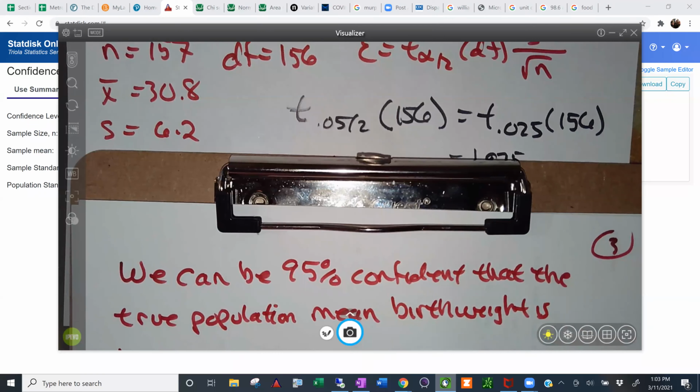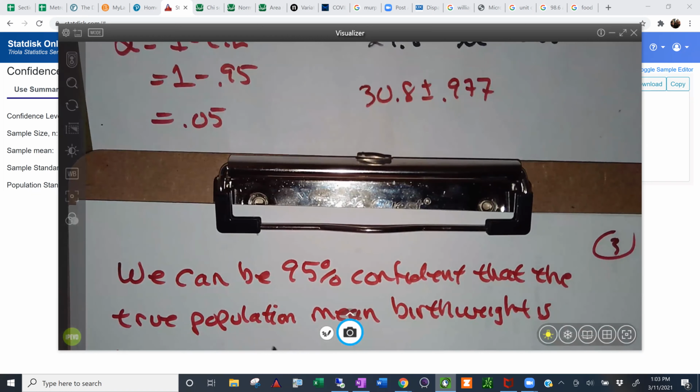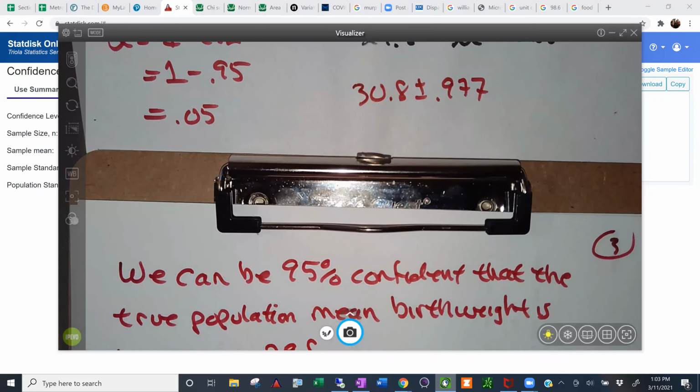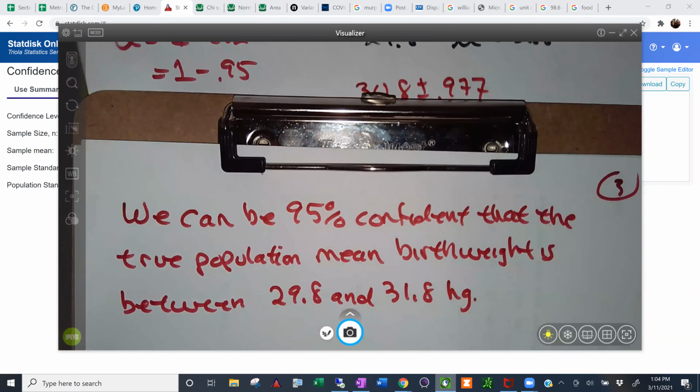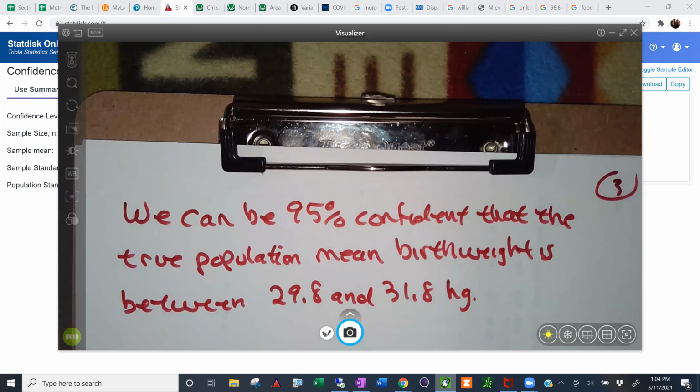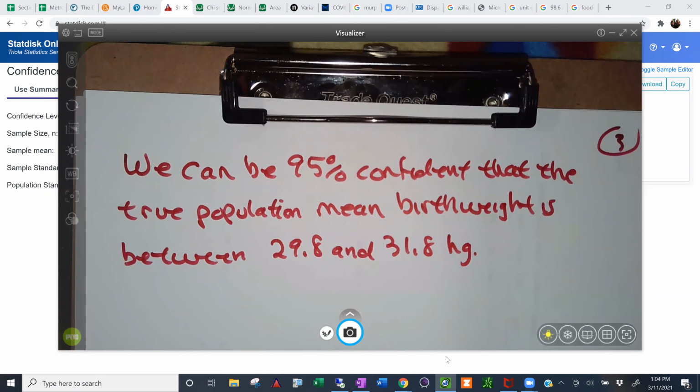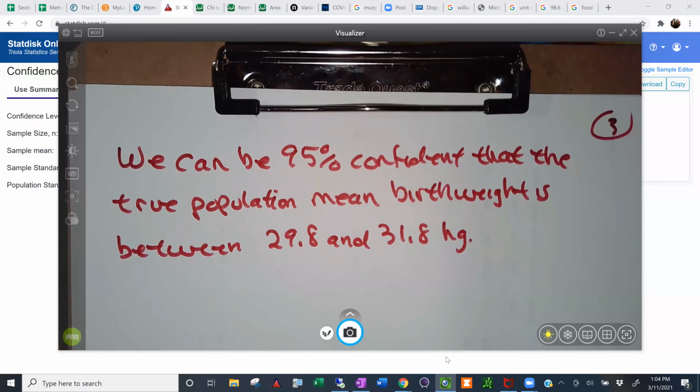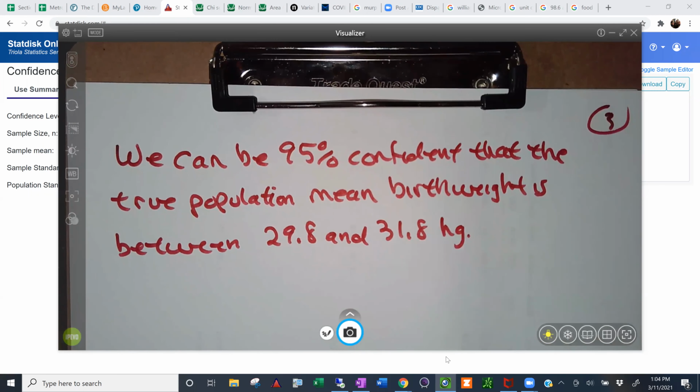is between, where was it? 29.8 and 31.8 hectograms, which is the weirdest unit. When I get it, there's 10 hectograms to 1 kilogram, but it's just odd to see. Grams, kilograms, micrograms, I get. I've just never seen anyone use hectograms. How are we looking with that conclusion?